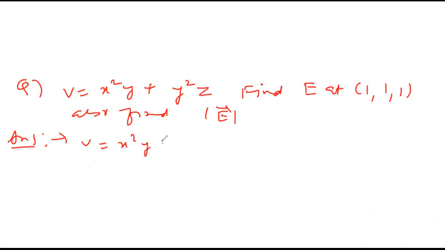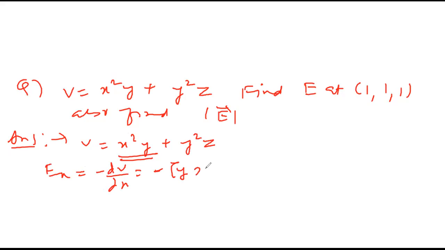Yes, sir. Just remember, when you are differentiating with respect to x, everything except x is constant. So E is the derivative of V with respect to x, with a minus sign. In this, y is constant. What is the derivative of x square? 2x. Yes. And this whole thing is constant, the derivative of a constant is 0.